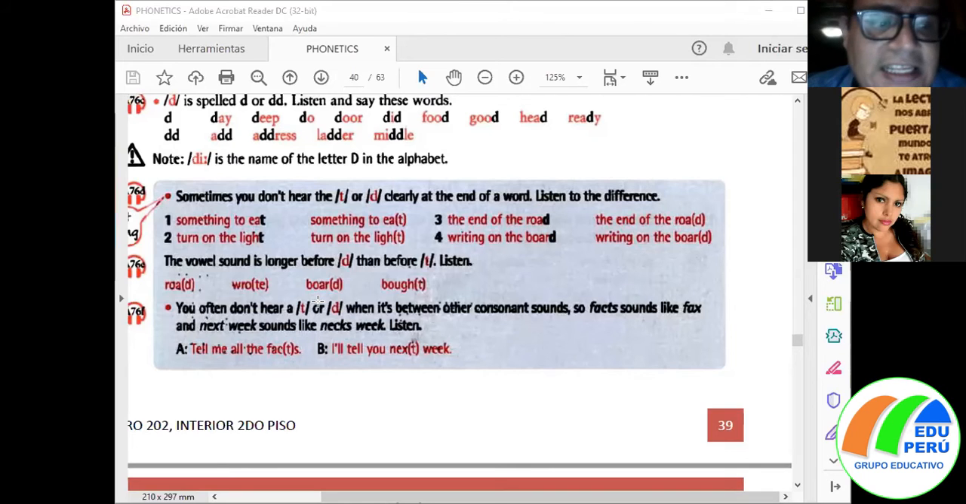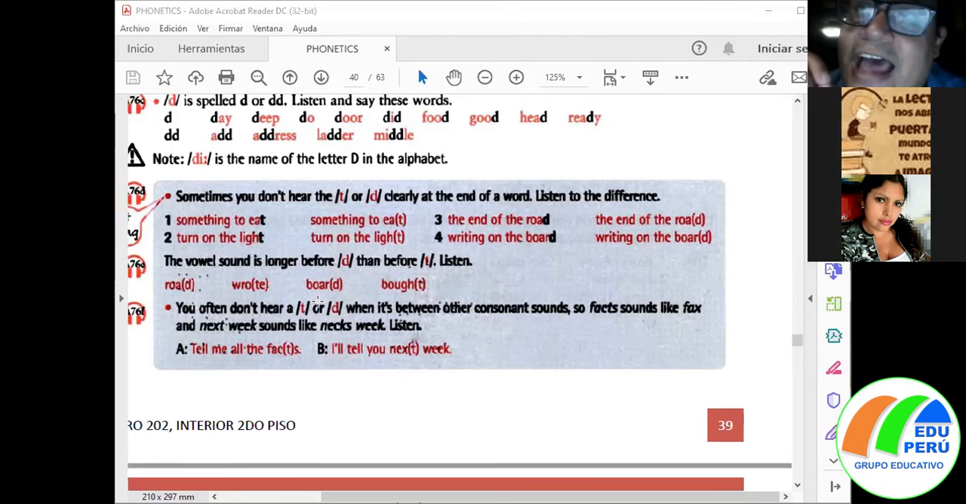For example, tell me all the facts. And this is very tricky, no? Because you have ka, ta, s, three consonants together. Ka, ta, s. Facts. It's so tricky, it's difficult to pronounce. So what do native speakers do? They are going to take out one sound. This is a general rule. When we have three or four consonants together, we take out one of them. Most of the time it is the sound which is in the middle.